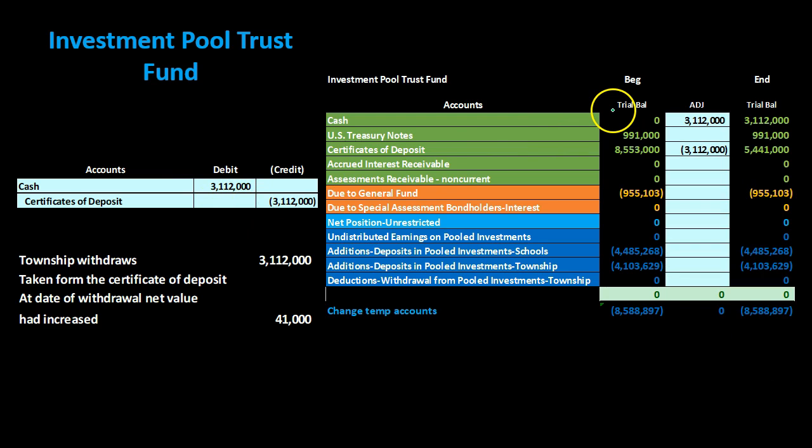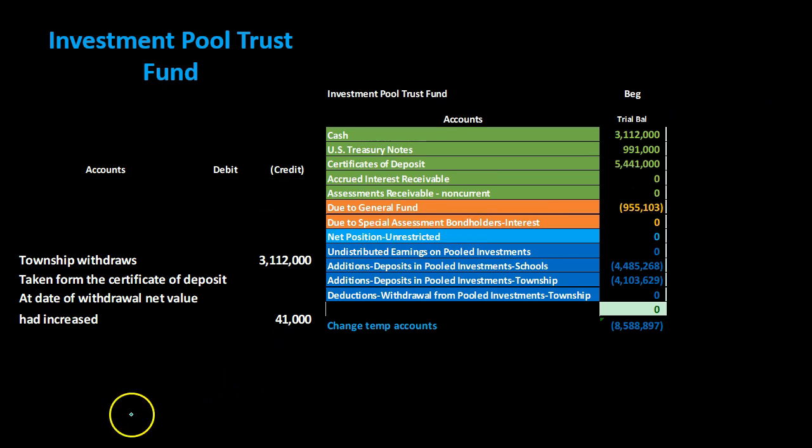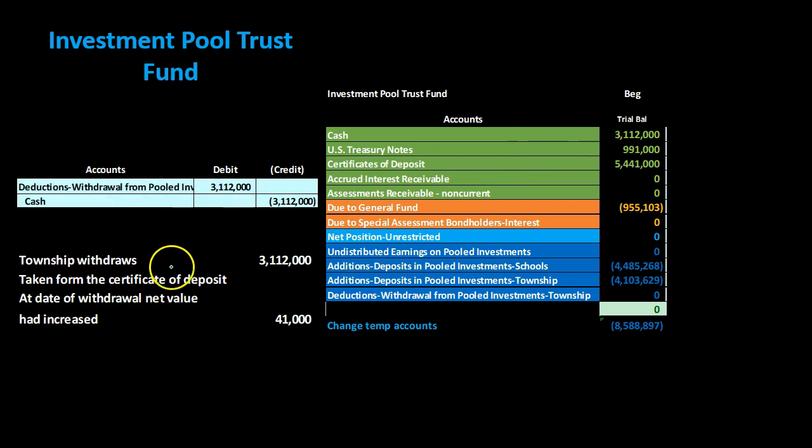That transaction, increasing the cash, because we're going to need the cash now from the investments to pay out to the township that wanted the money out of the pool. So we're going to have to increase the cash. We're going to take that out of the certificate of deposits. And then the next transaction will, of course, be us paying out that cash.